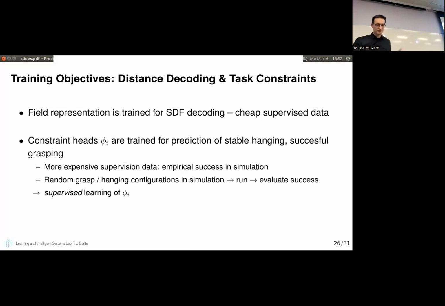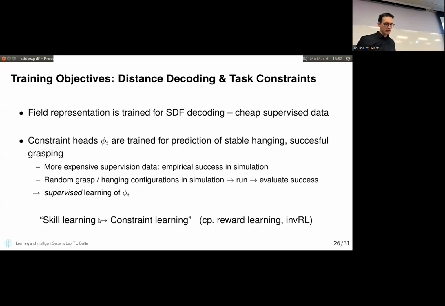It's that thing, as you did, as many labs did. We also generate tons and tons of possible hangings of a mug and check whether it was successful. That gives us positive and negative data for successful or unsuccessful grasps and hangings. And that renders the learning of our constraint finally as a supervised problem. So this is really now just a discriminator of the successes in simulation.